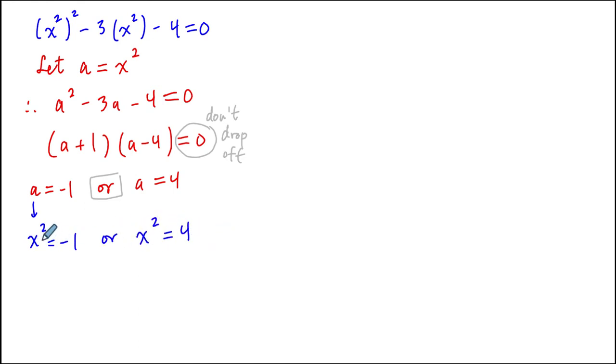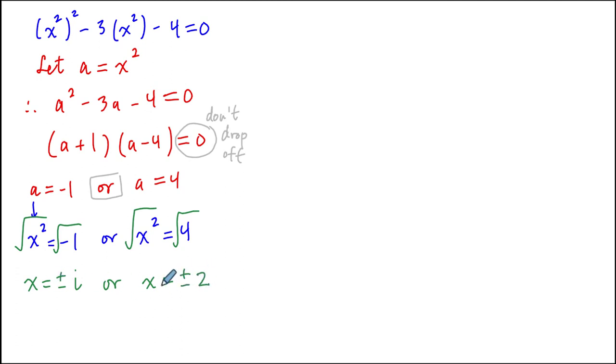So x shows up in the first equation only once, and we can take the square root of both sides. When we do that, we get that x is equal to plus or minus i, the imaginary number whose square is negative 1. Or from the second equation, if we take the square root of both sides, we get that x is equal to plus or minus 2.